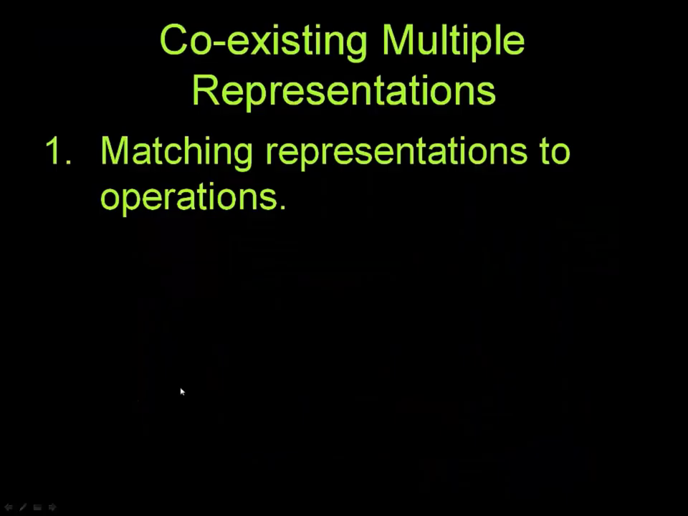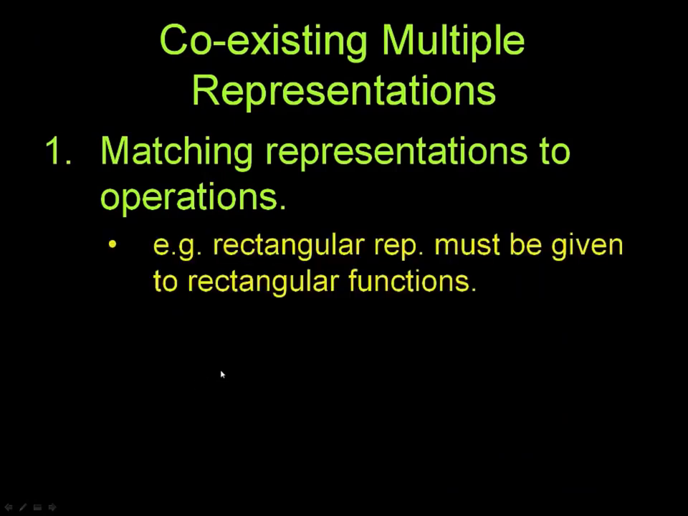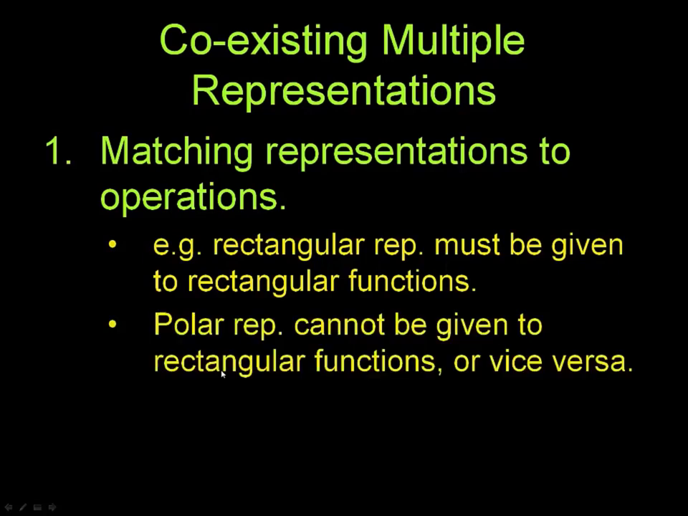One challenge of having multiple representations within the system is that we need to be able to match the representations to the right operations, okay? So the rectangular representation must be given to the rectangular functions, and the polar representations cannot be given to the rectangular functions or vice versa, otherwise things blow up.